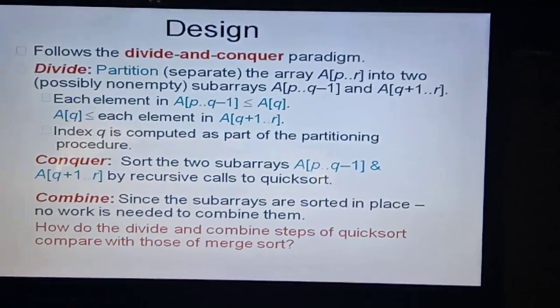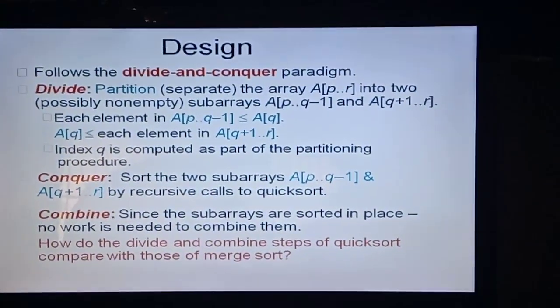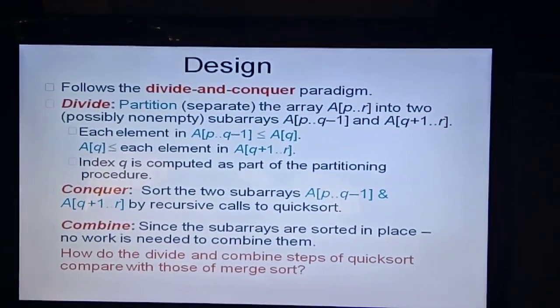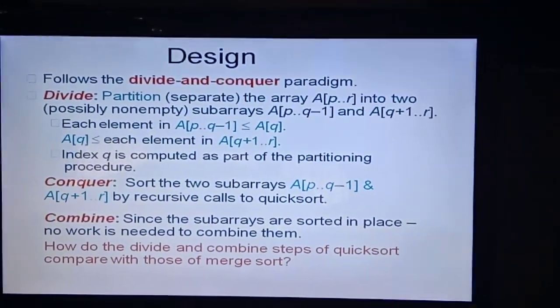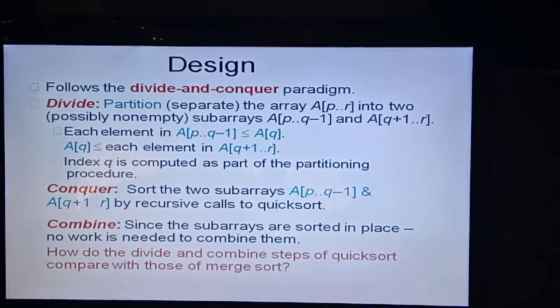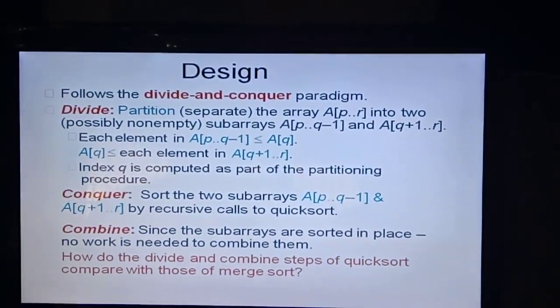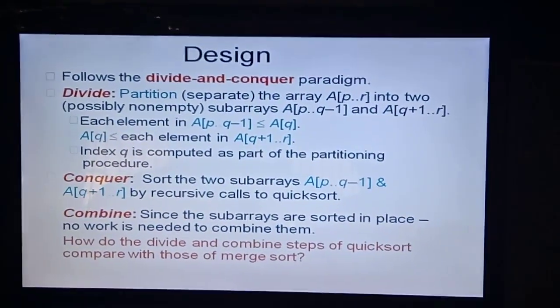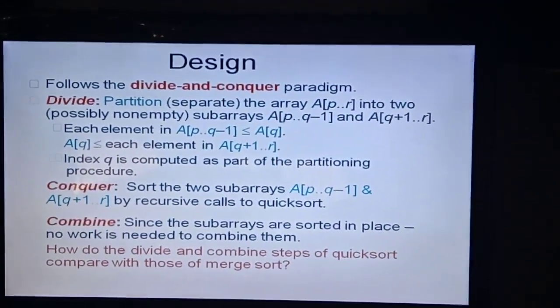Next, combine. Since the subarrays are sorted in place, no work is needed to combine them. Already these elements are sorted individually until a single element exists. Then automatically those are in sorted order. No need to combine. The list can be arranged in sorted order itself. Because the list is single, no need to combine. The result itself is in sorted order.